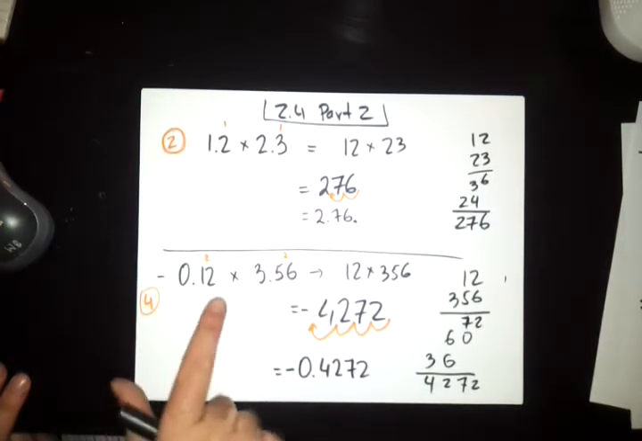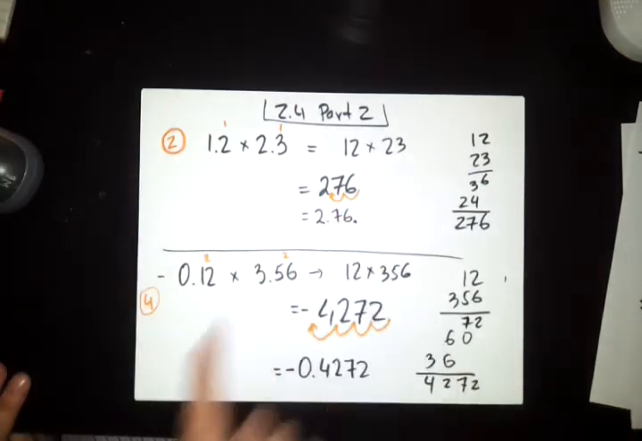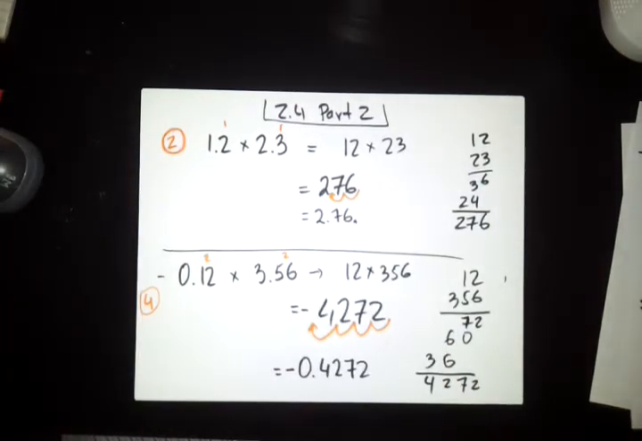I had 4 numbers after the decimal. I add 4 decimal places. I had 2. I had 2 decimal places. And that's it. You're done. That's the simplest way to multiply decimals.